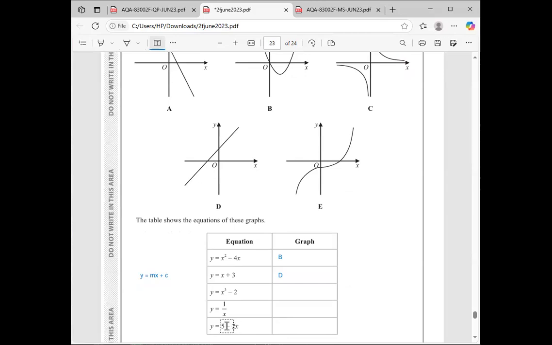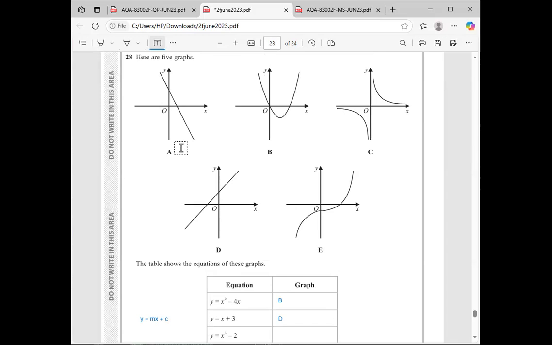Look again: the last one is y equals 5 minus 2x. Remember, whenever we want to take the coefficient of a variable, always look at the sign in front of it. In this case, the sign in front of 2x is minus. So the answer for the last one will be A.